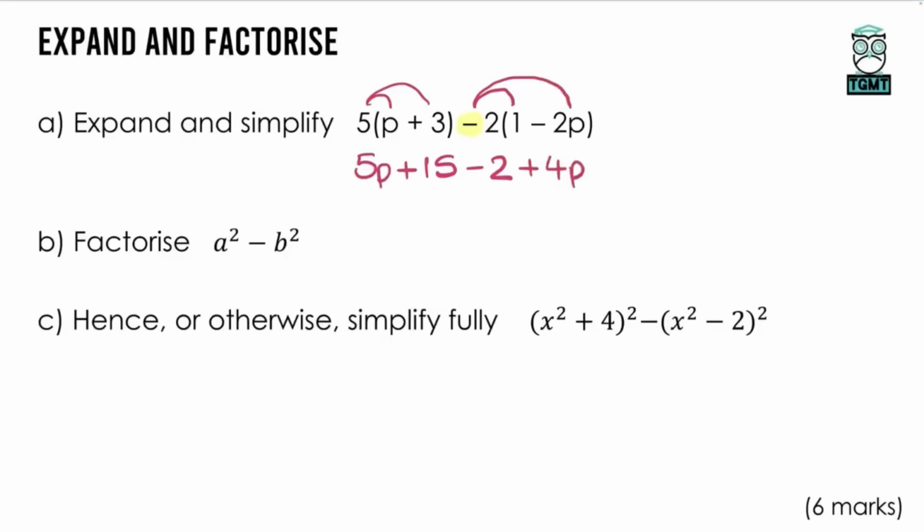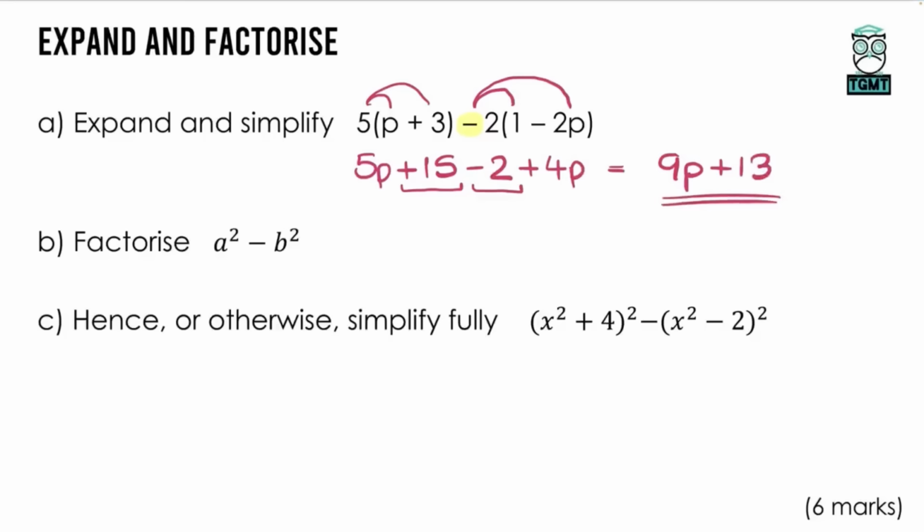And now we can collect those like terms together. So we have 5p, add 4p, so in total we are going to have 9p. And then we also have the 15 here, take away 2, which leaves us with 13, so that's plus 13 in total. And there we go, we get 9p plus 13.